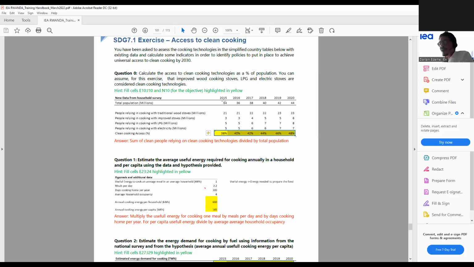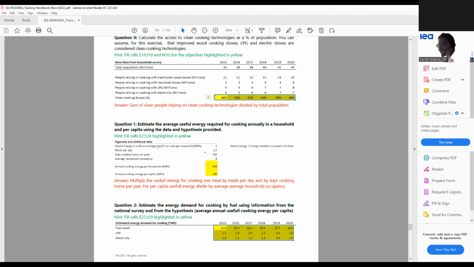So in this case, in 2015, for example, you would have to sum 3 million people, 5 and 5, so this is 13 million people, and you just divide this value by the total population in each year, and you will have the values you have here in the yellow box, which is the percentage of people having access to clean cooking. And this is, let's say, the first question.